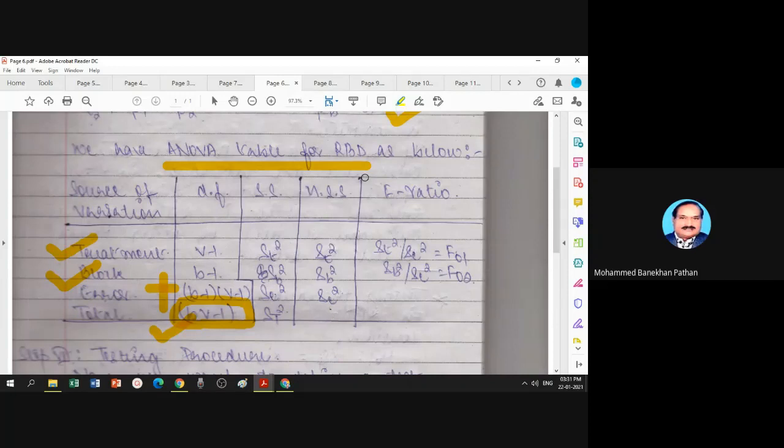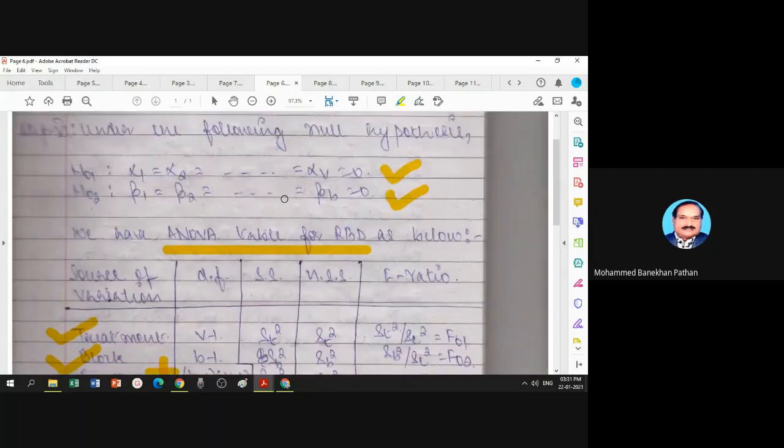The last column of the ANOVA table is the F ratio. s square T, this value divided by the error s square E. This is labeled as F01 calculated value. s square B, small s square B divided by small s square E. This is F02 calculated value for the second hypothesis.